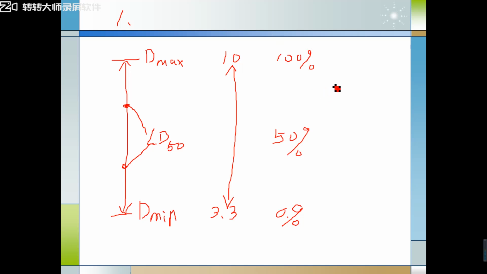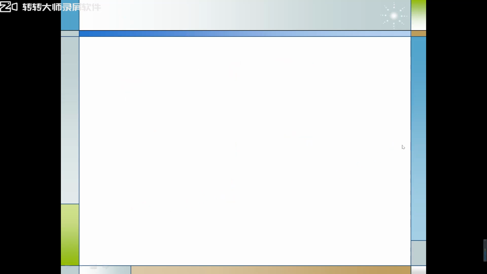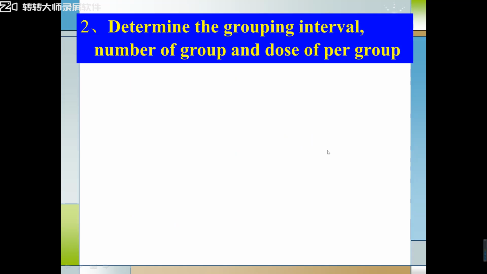Okay, just now we explained the first step of Karber's method to test LD50: determining Dmax and Dmin. We have finished that. Next step: determine the grouping interval, determine the number of groups, and determine the dose of each group.